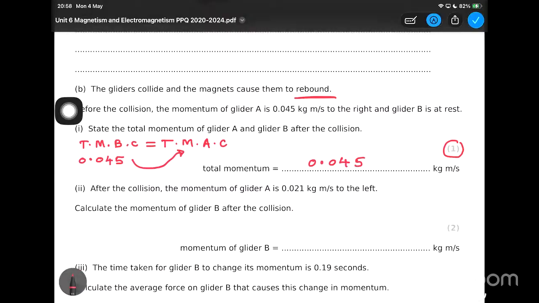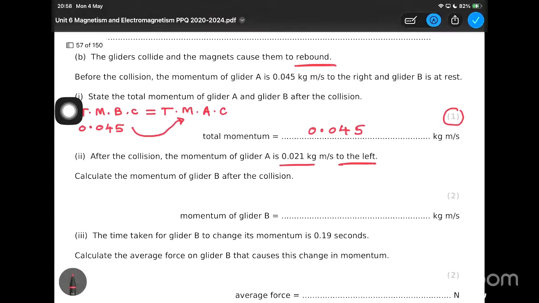That's all, right? After the collision, the momentum of glider A is this amount to the left, which means it is going to be a negative value. Calculate the momentum of glider B after the collision, right? So you can use different approaches, but you will get the same answer here. So the total value was 0.045, right? And for A, it is now 0.021, minus or plus, right?